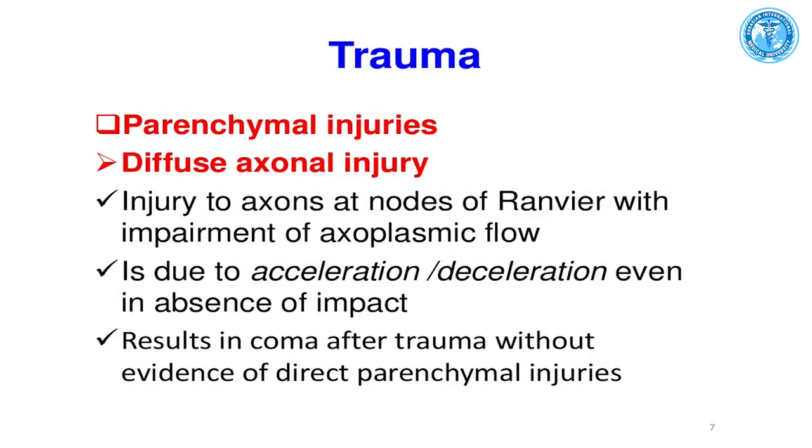Diffuse axonal injury. Injury to axons at the nodes of Ranvier with impairment of axoplasmic flow is due to acceleration or deceleration, even in the absence of impact. It results in coma after trauma without evidence of direct parenchymal injuries.